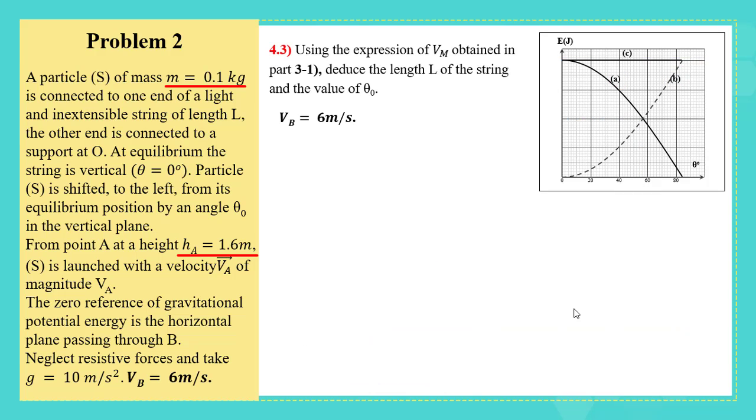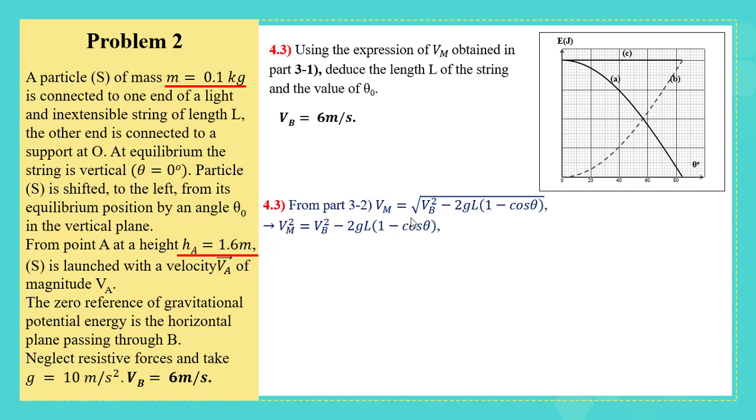Using the expression of V maximum obtained in part 3.1, deduce the length L of the string and the value of theta 0. Remember, VB equals 6 meters per second. From part 3, Vm equals the radical of VB squared minus 2GL into 1 minus cosine theta. VB is given, it's 6 meters per second. What about point M? Point M is a point at any instance. We can replace it by any position other than B. But we have just found that when kinetic energy equals potential energy, theta is approximately 57 degrees.